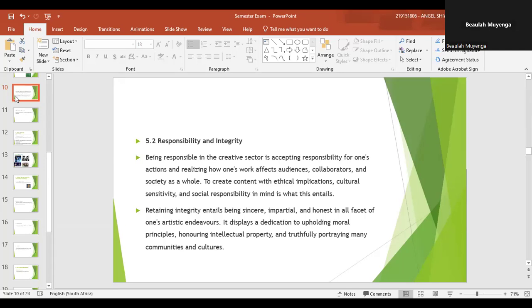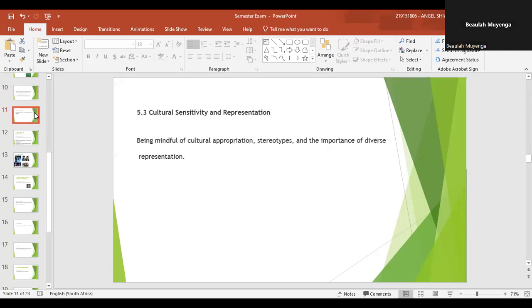You don't want to create content, whether it is a choreography that is offensive maybe to one group in the society. You don't want to create maybe a film, a drama set, or a song, or a poem, or stand-up comedy that is offending your audience in one way or the other. Our Namibian Constitution does not give provision for discrimination of race, culture, religion. All right, so you need to make sure that your content is responsible. You are being responsible enough, all right, and you have integrity, which entails being sincere, impartial, and honest in all your work.